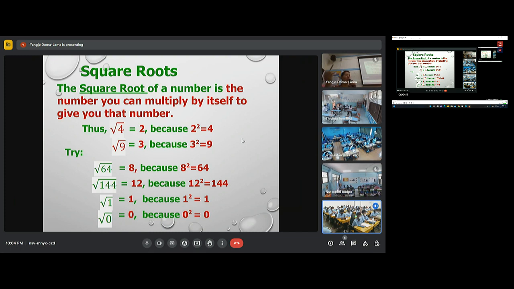You already know what is square root. But sometimes you make mistakes while reading the square roots. You have to read like square root of 4 is 2. Square root of 9 is 3. Square root of 64 is 8. Square root of 144 is 12. Understand? Yes, this is how you read the square roots.